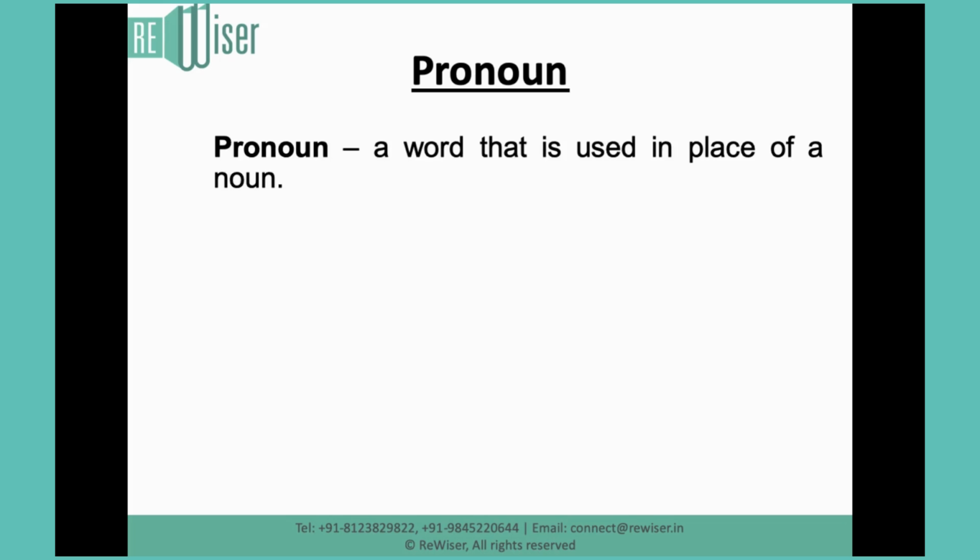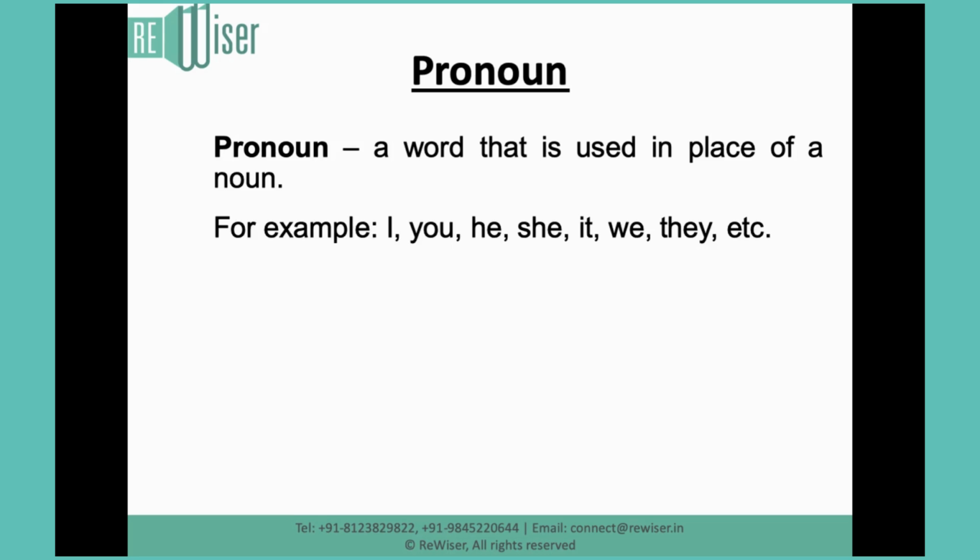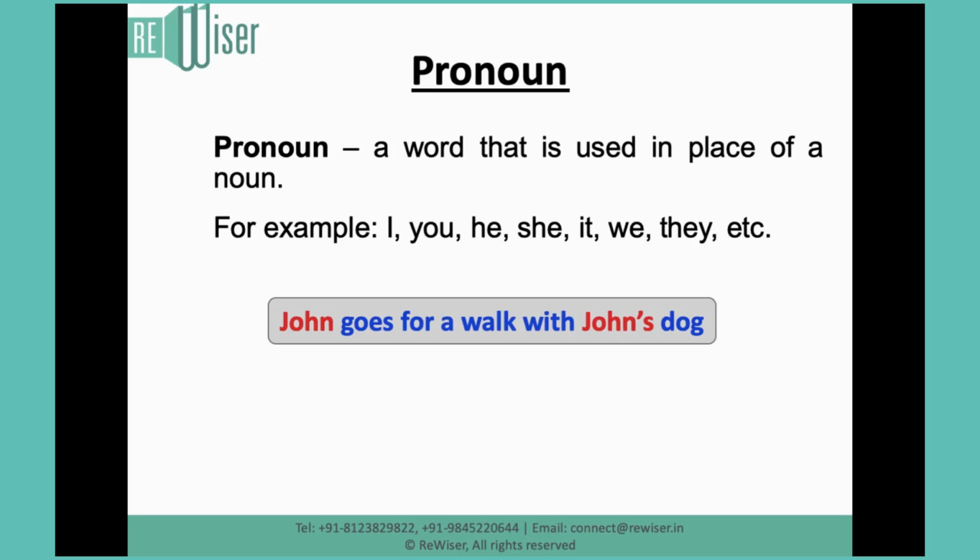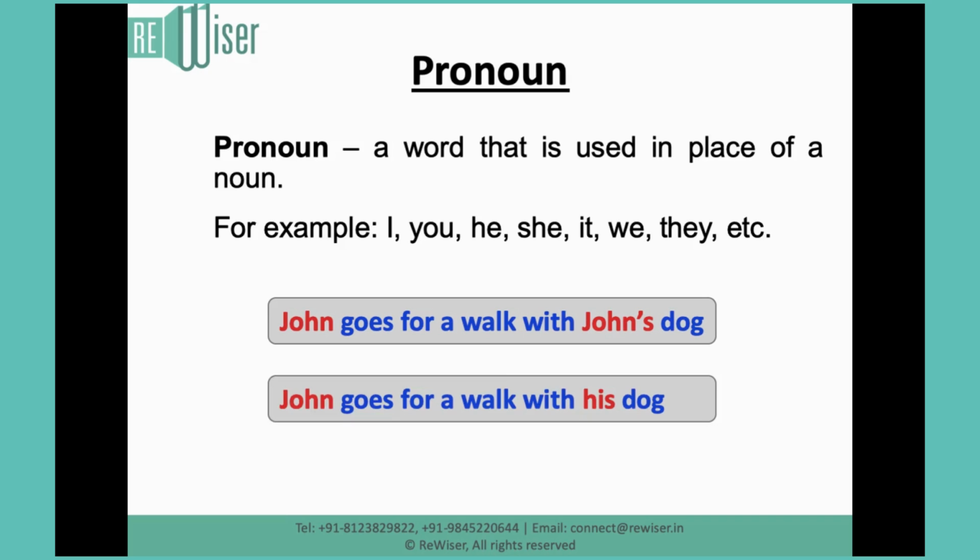We move on to pronouns. What are pronouns? A pronoun is a word that is used in place of a noun. Instead of repeating the same noun over and over again, you use a pronoun. For example, examples of pronouns are I, you, he, she, it, we, they, etc., and various forms like I can become me and mine and my. He can become his, him, etc. So those are the various forms of these very same pronouns. Example, John goes for a walk with John's dog. No, you wouldn't say that. Instead, you would say, John goes for a walk with his dog.